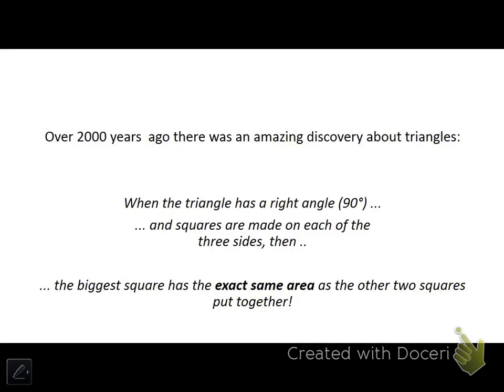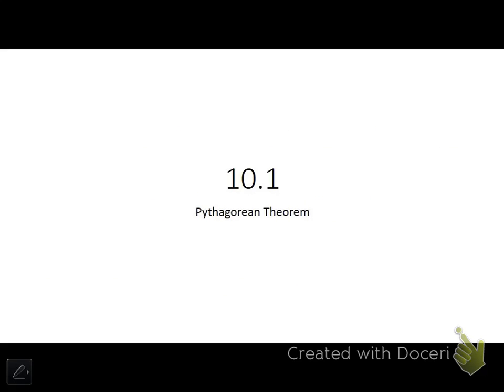Okay, over 2,000 years ago, there was an amazing discovery about triangles. When the triangle has a right angle, 90 degrees, and a square is made on each of the three sides, then the biggest square has the exact same area as the other two squares put together. So that might sound really confusing, but I swear it will be a lot easier. So this video is going to be the Pythagorean theorem.